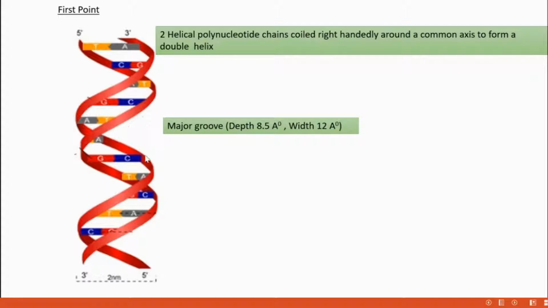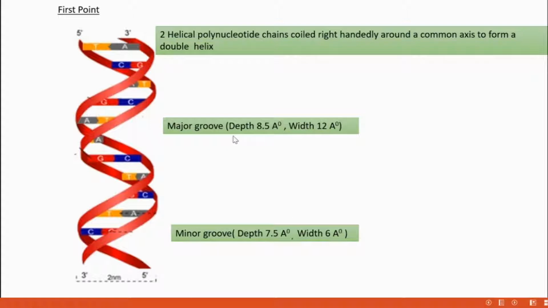Next, as a result of this coiling, there exists a major groove. Major groove means this portion. Its depth is 8.5 angstrom and its width is 12 angstrom. And a small groove is also there. A major groove and a minor groove are there. What about its measurements? Its depth is 7.5 angstrom and the width is 6 angstrom.